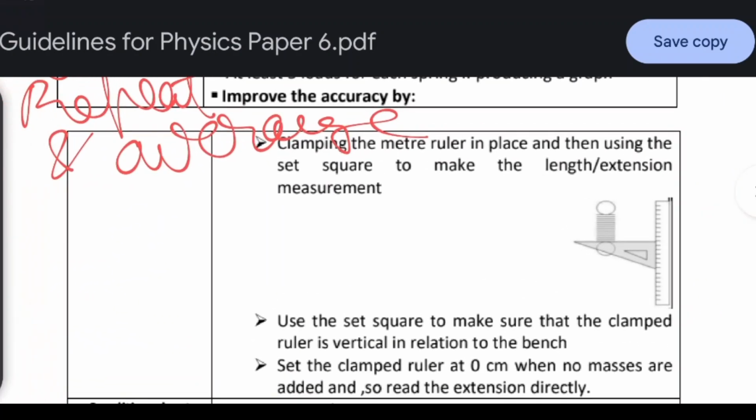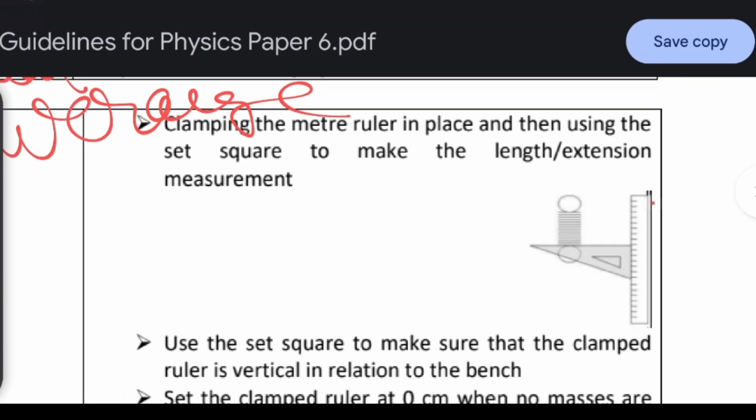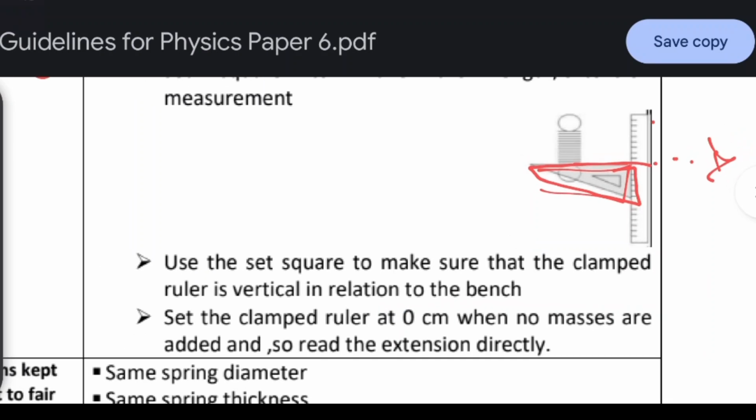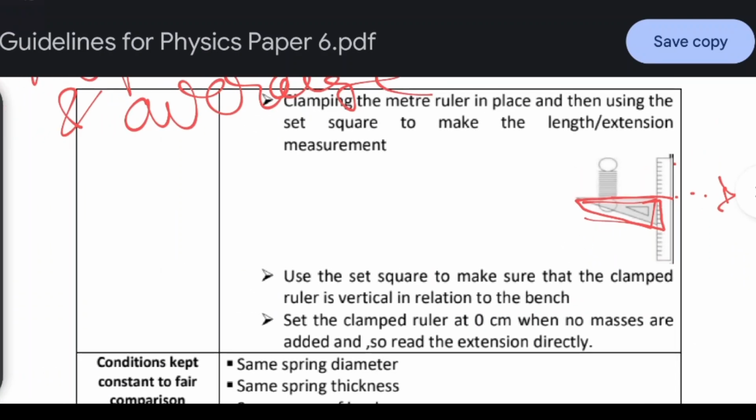Now improve the accuracy by clamping the meter rule in place and then using the set square to measure the length extension. What they're doing is clamping the meter rule over here, and this is a very good technique. They're taking the set square and checking where it coincides with the spring, and then reading the value over here. This is a very good method to improve accuracy, because your eye might not read it well, but this will. Use the set square to make sure that the clamped rule is vertical, already discussed. Set the clamped rule at 0 centimeters when no masses are added, so you can read the extension directly.